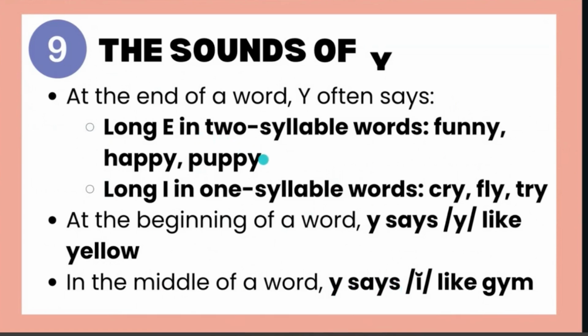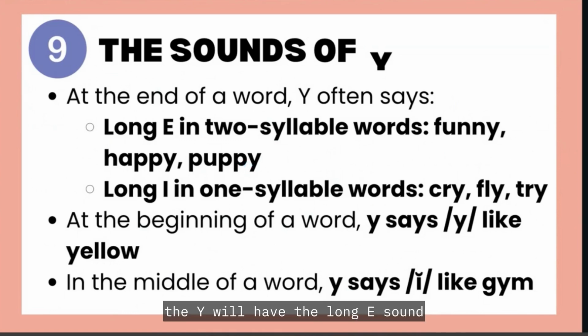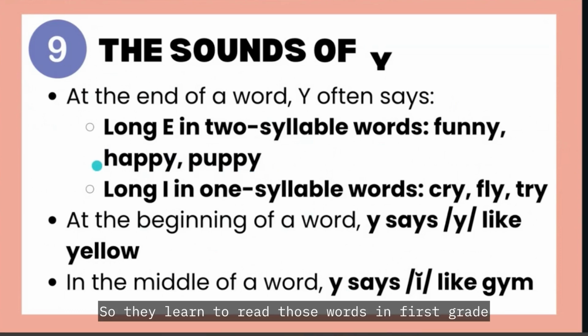So for example, in a two-syllable word, the long E, or the Y, will have the long E sound. Funny, happy, puppy. And this is first grade in, I believe, the UFLI scope and sequence, and the other scope and sequence that we use, IMSE. This is a lesson that they have. So they learn to read those words in first grade according to those scopes and sequences. So this is a great rule to teach your students, and it helps them with their writing as well.